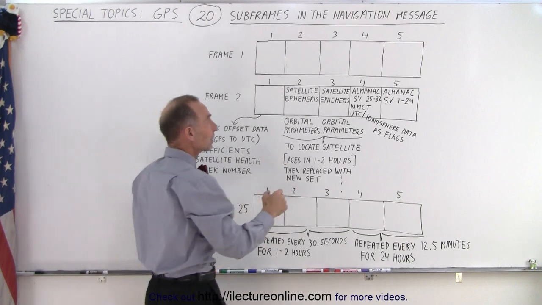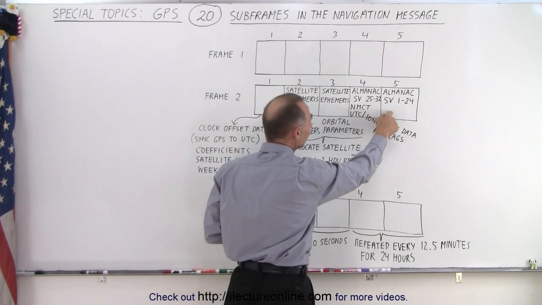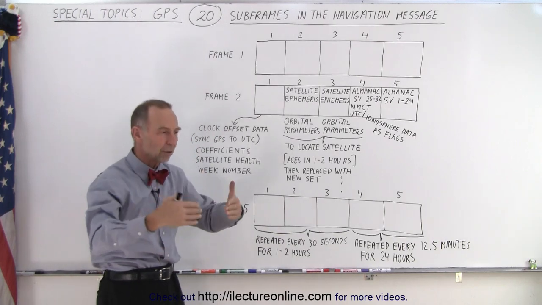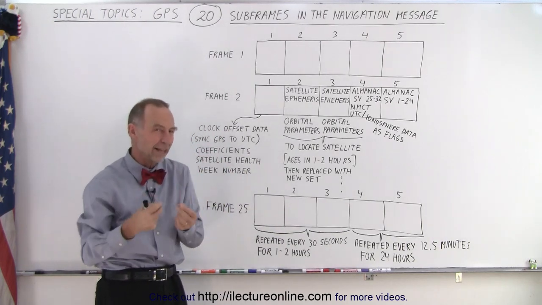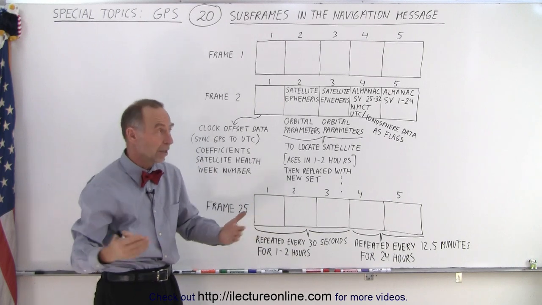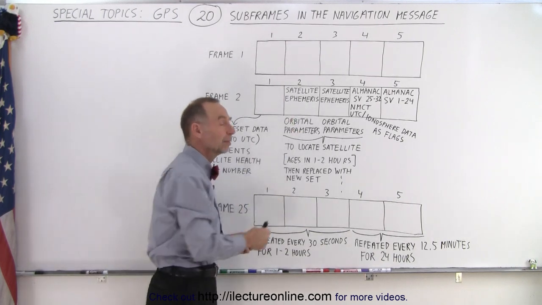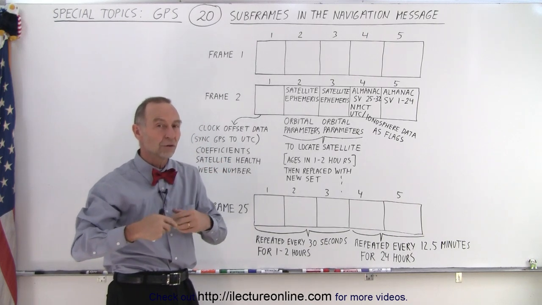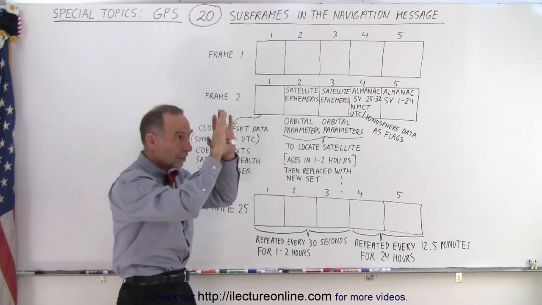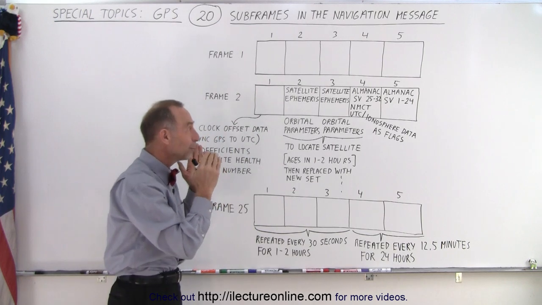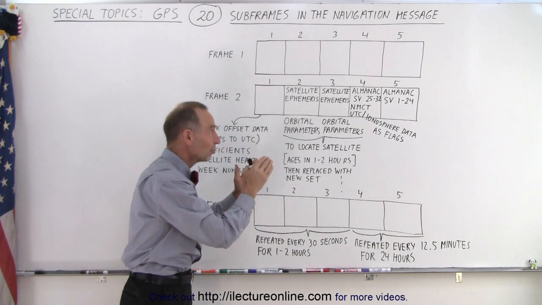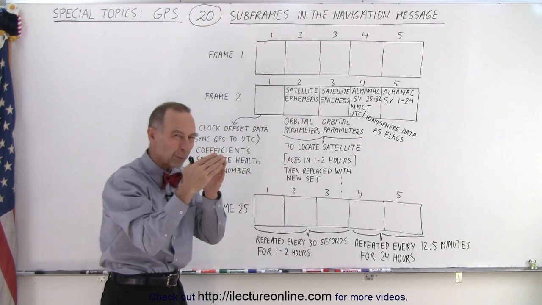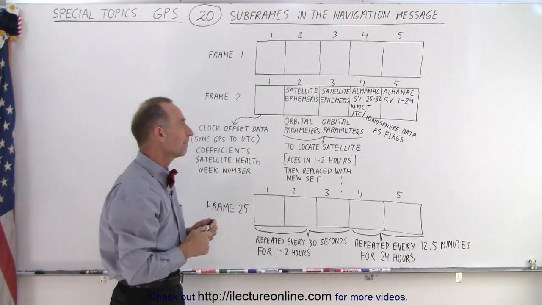Now, in subframes 4 and 5, we have what we call the almanac data. The almanac data is the general information about where each of the satellites in the constellation is. Now, that's not as accurate as the ephemeris data, but good enough for us to figure out pretty well where the satellite is so that the receiver can zero in on the general location. And then once we get the transmission from the satellite, we can go ahead and use ephemeris data to really zero in on the exact location of the satellite.